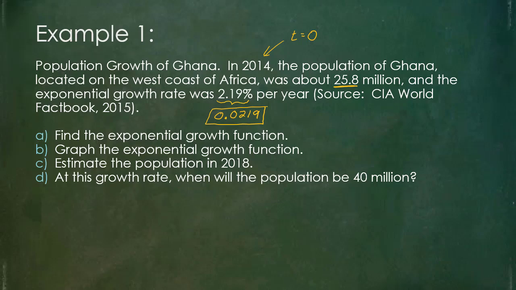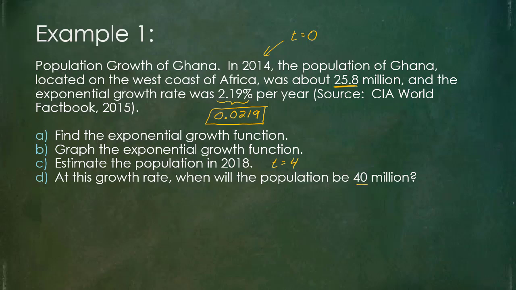It's going to want us to find what that growth function is, then graph it, and then we can use the function to estimate populations at specific times. So in 2018, if we think of 2014 being a time of 0, 2015 then would be 1, and so on and so forth. So 2 for 2016, 3 for 2017, and 4 for 2018. Or the faster way we could have done that is just subtract 2014 from 2018. And we know that for part C, we're going to just plug in a t value of 4 and solve for it.